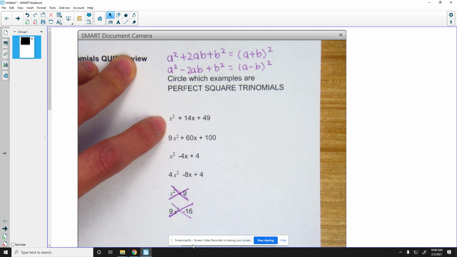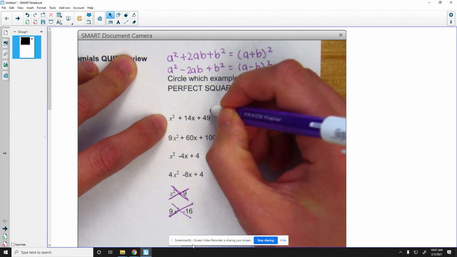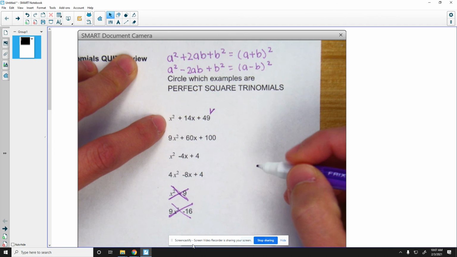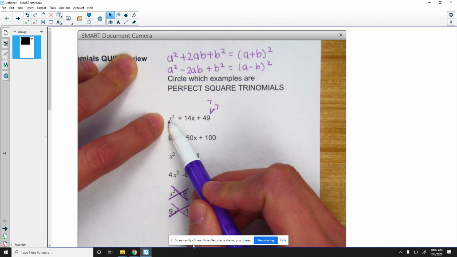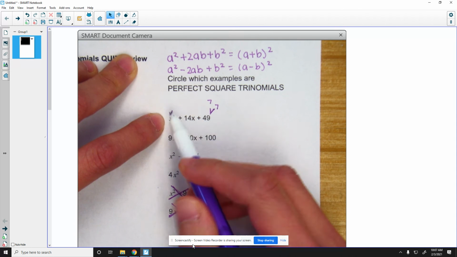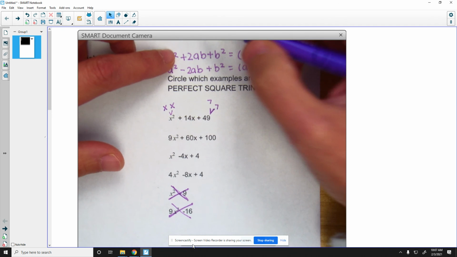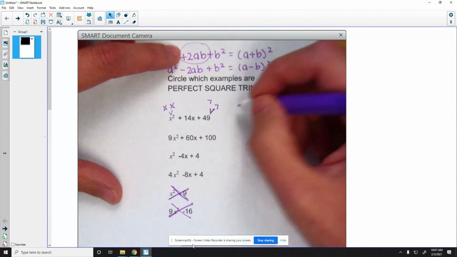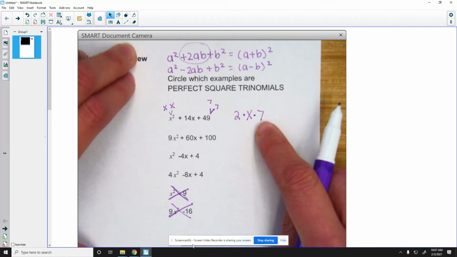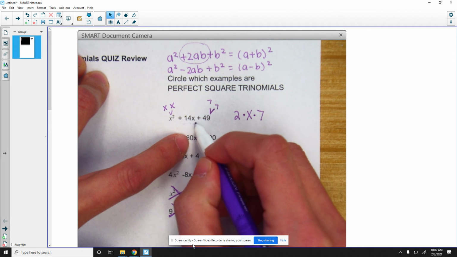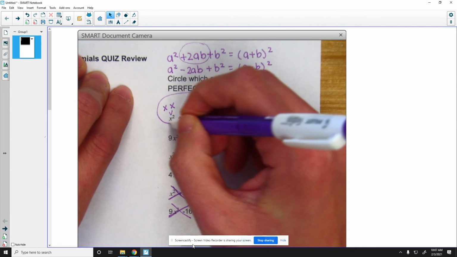Okay, so here's the other rule then. What you want to do is draw the little trees because b squared and a squared means that it has to be a square root. So like 49 is what times what? 7 times 7. And then a has to also be a square root. So this first term, what is x squared? X times x. So for this to work out, it's 2 times a times b. So it's 2 times a, which is x, times b, which is 7. 2 times x times 7, does that equal this thing right here, 14x? Yeah, right. 7 times 2 is 14, and then times an x. So this is one of them.